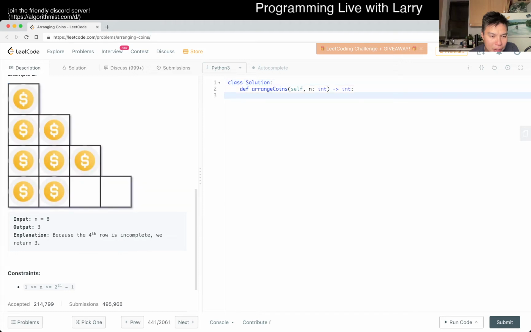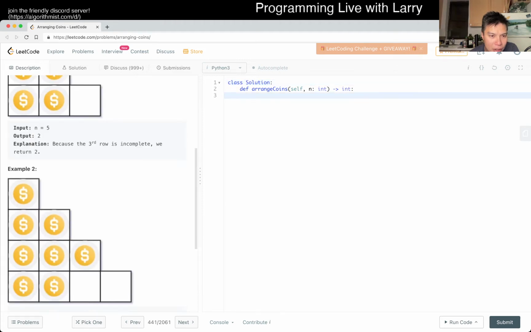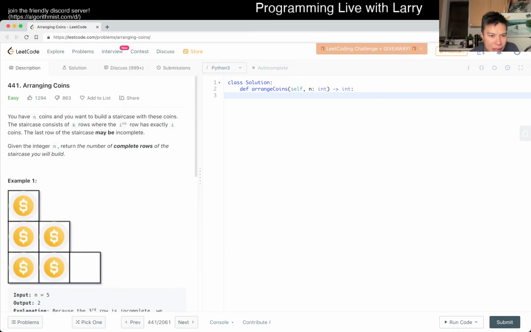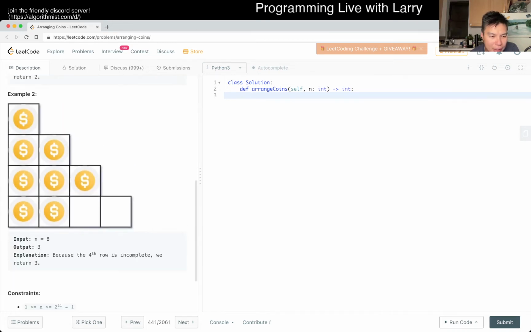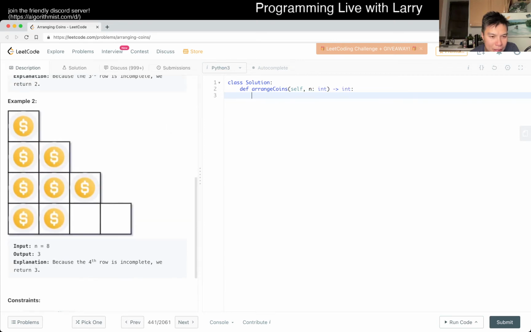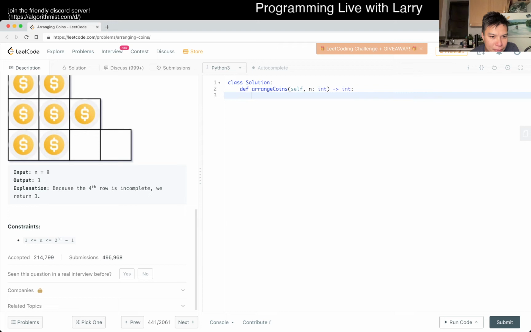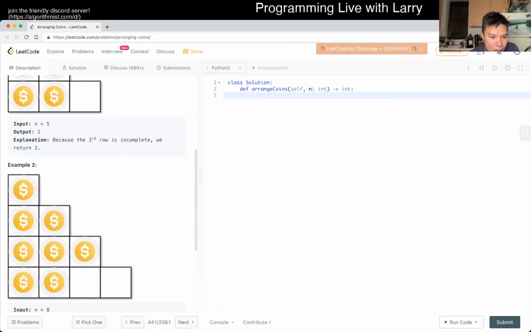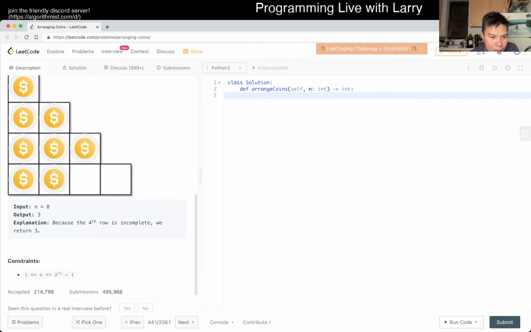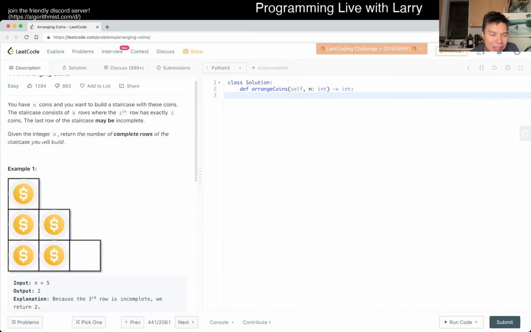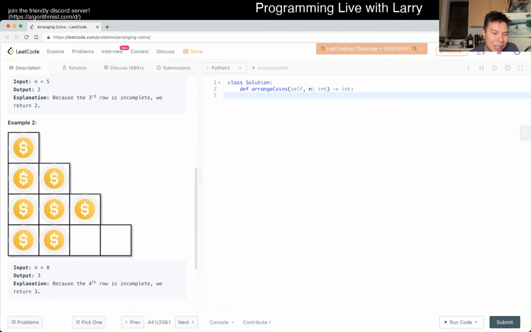Would you not just build it like 1, 2, 3? Like if we have 8, you have 1, 2, 3, and then 2, right? Or am I missing some nuance here? Oh, I think maybe I'm just misreading this. I am totally misreading this.